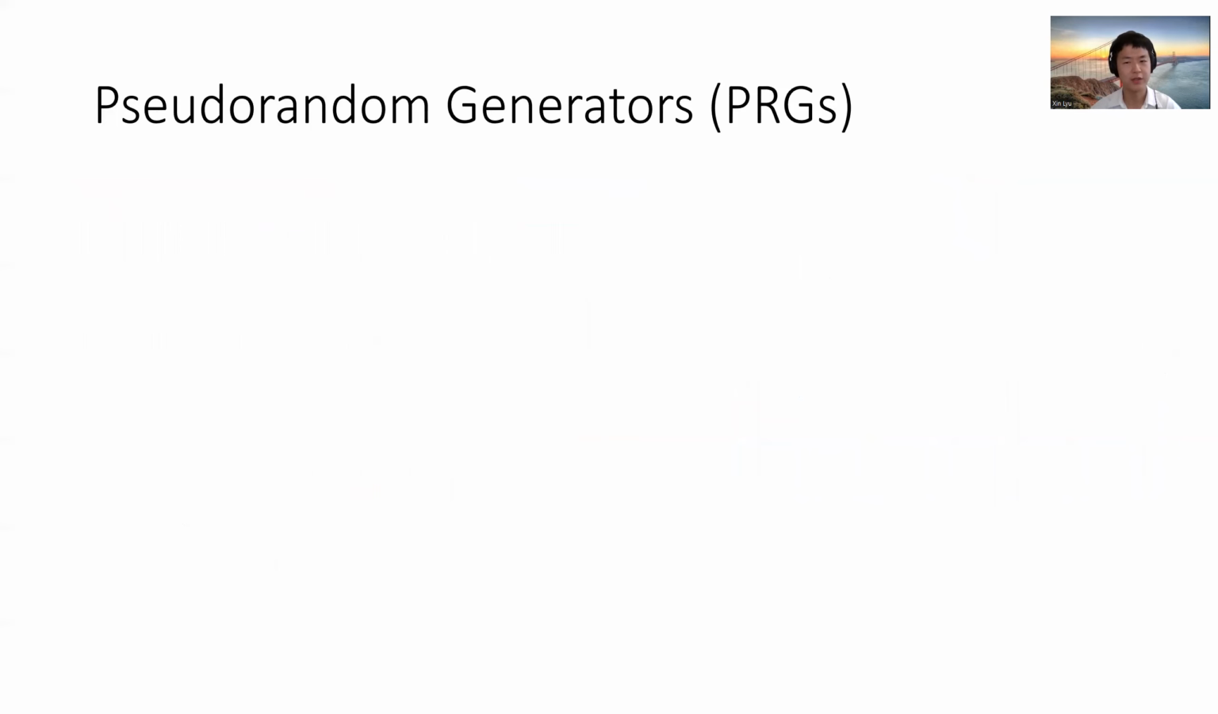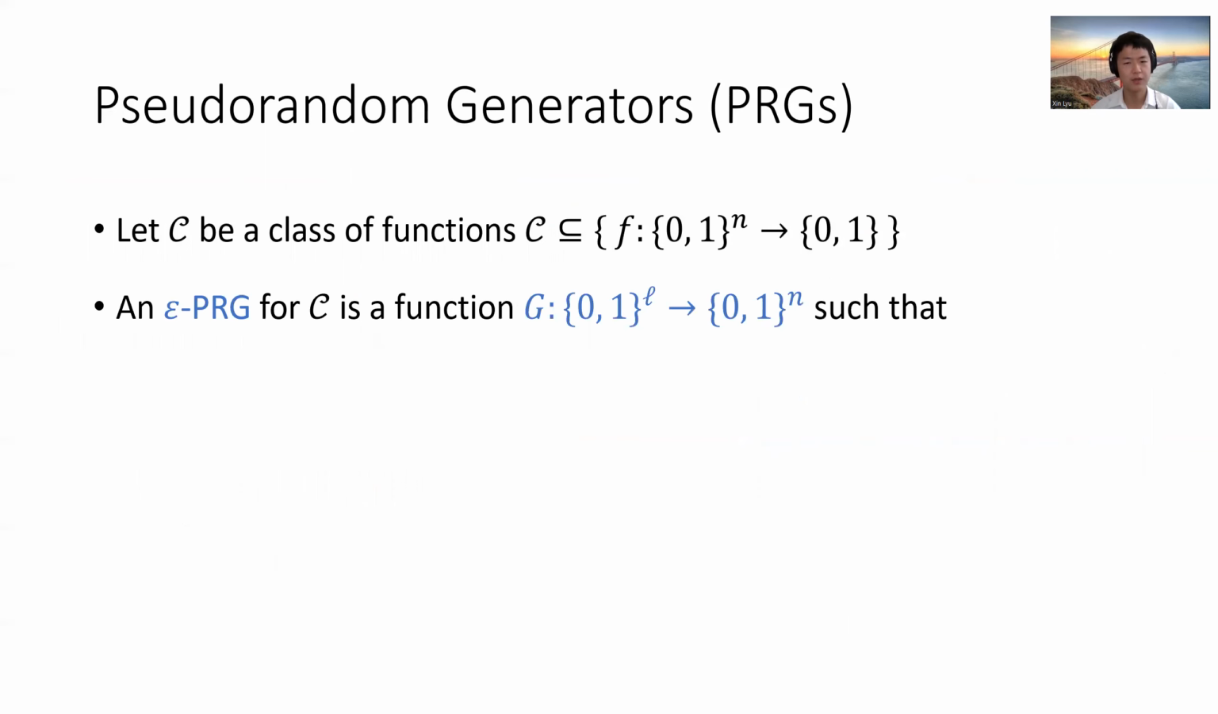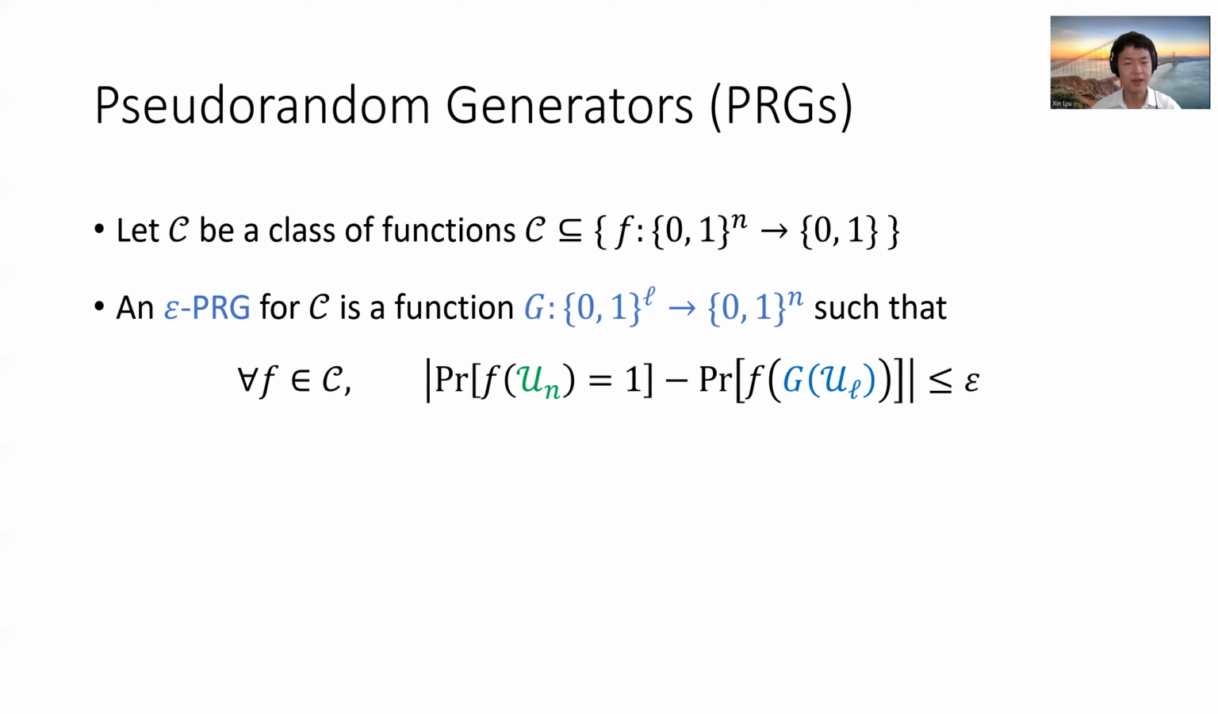Let's define pseudorandom generators. Suppose script C is a class of functions. Let epsilon be a real parameter. An epsilon PRG for script C is a mapping G that maps a short L-bit string into an N-bit string, such that any function in script C cannot distinguish the output of G from uniform. Formally, for every f in C, the probability that f accepts a uniformly random string is epsilon close to the probability that f accepts a string generated by G. We call this parameter L the seed length of the PRG, and epsilon the error of the PRG.